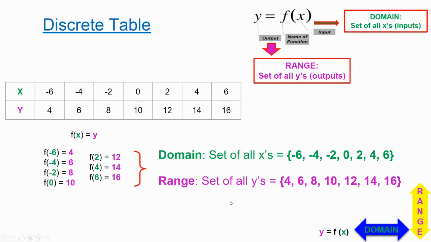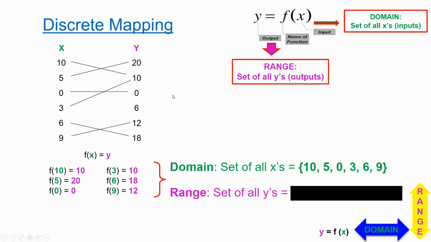Now, all the range, all the y's, are just the outputs in purple. So it's 4, 6, 8, 10, 12, 14, 16. They're in fact written right on the table. And that's all the y's. And that's my range, is all the y's. So that's the case when I give you the discrete function in the form of a table. Now, the last thing we talked about is how do you figure that out when it's a mapping? Hopefully you figured that out. It's pretty easy.